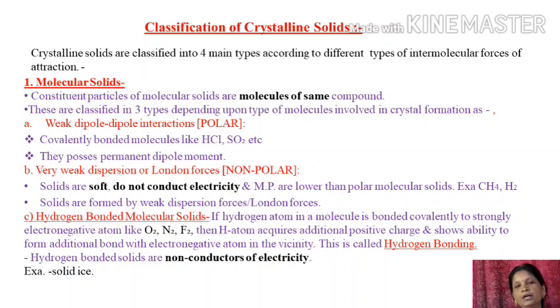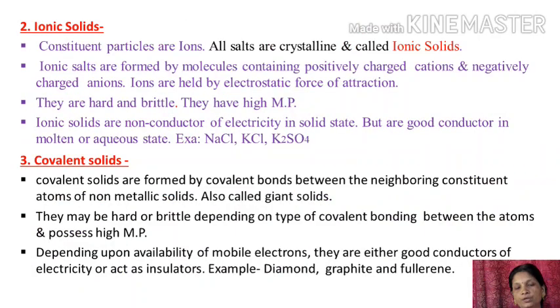The third is the hydrogen bonded molecular solid. If a hydrogen atom in a molecule is bonded covalently to a strongly electronegative atom like O, N, F, then the hydrogen atom acquires additional positive charge and shows ability to form an additional bond with the electronegative atom in the vicinity. This is called hydrogen bonding. Hydrogen bonded solids are non-conductors of electricity. Example is solid ice.